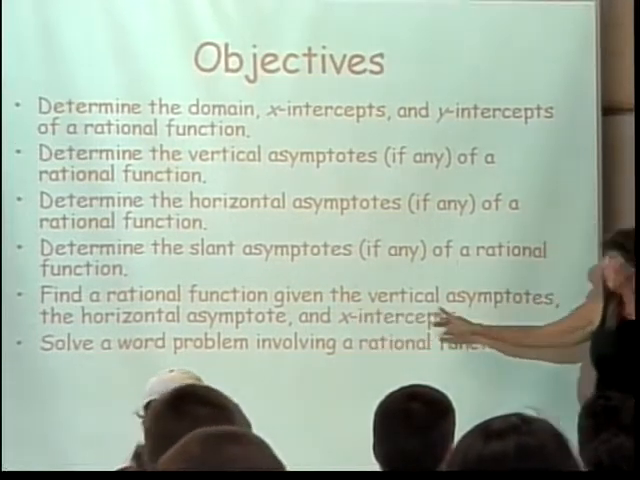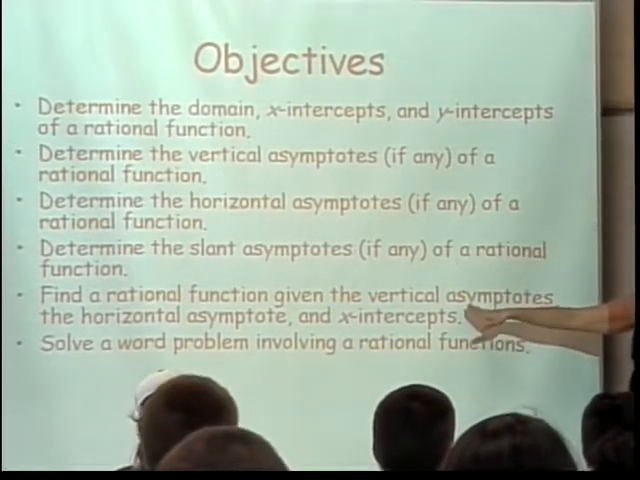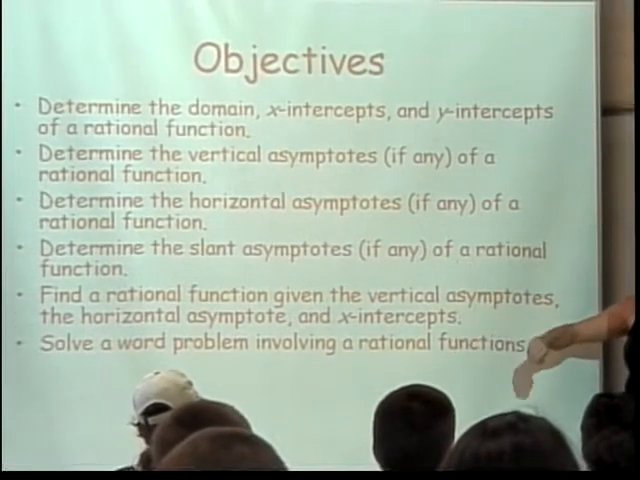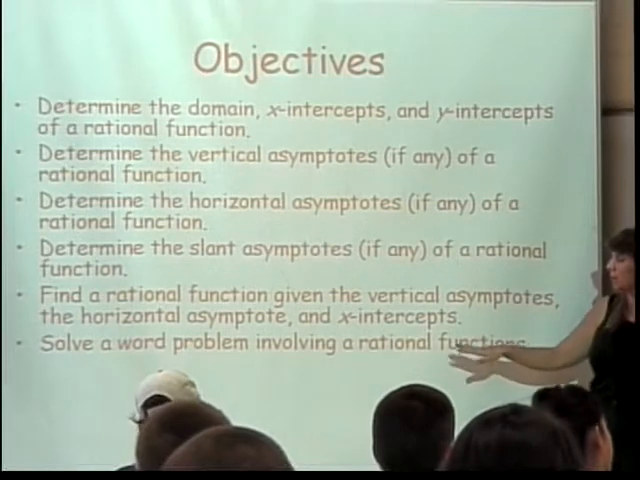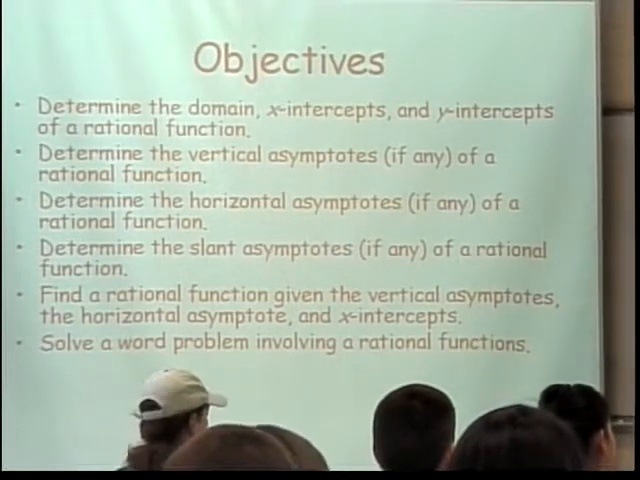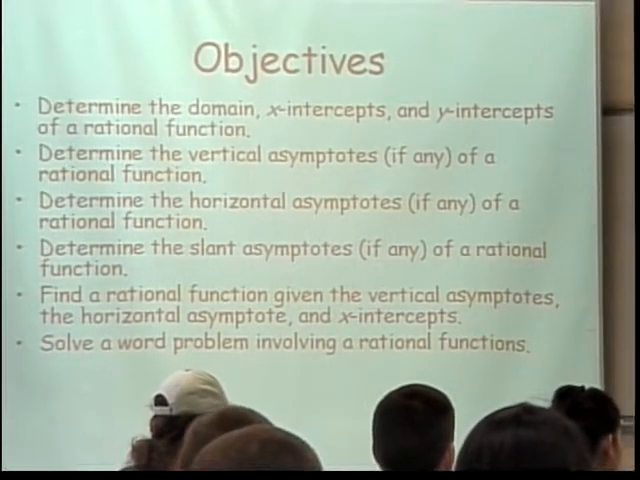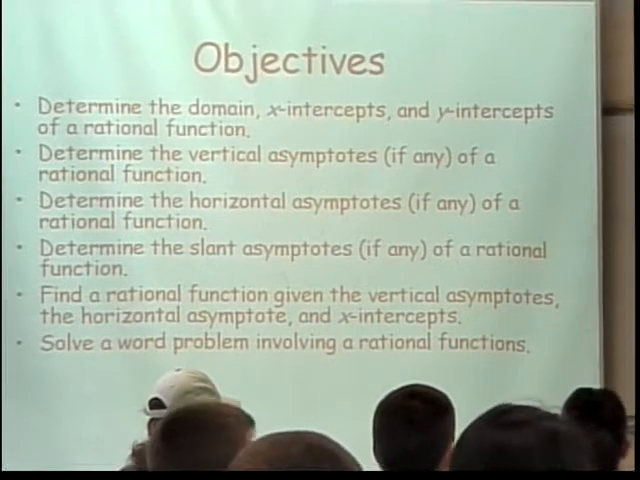Finally, if we have vertical asymptotes, horizontal asymptotes, and x-intercepts, we're going to build a rational function just like we built polynomials from x-intercepts. And there's one word problem involving rational functions, which we may or may not get to today.